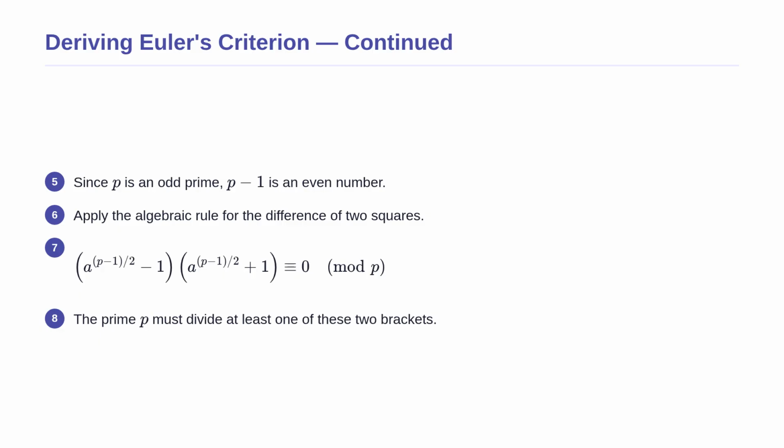Because our prime number p divides the product of the two brackets, it must divide at least one of them individually. If it divides the first, the expression equals positive 1. If it divides the second, it equals negative 1. This factorization is the critical leap that makes Euler's criterion possible.